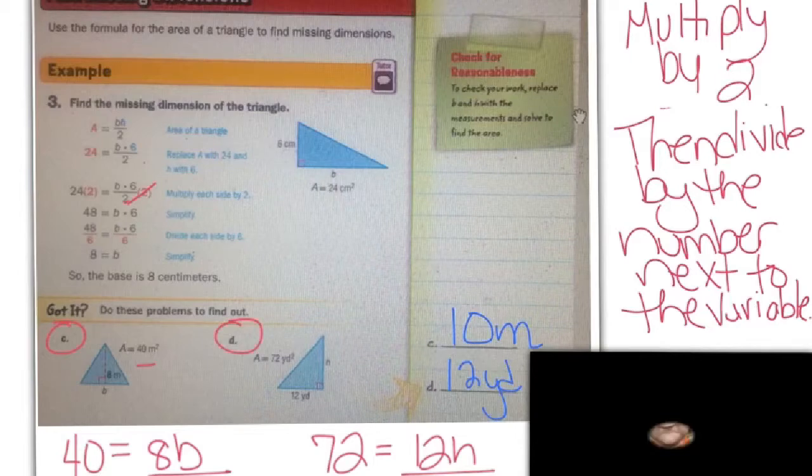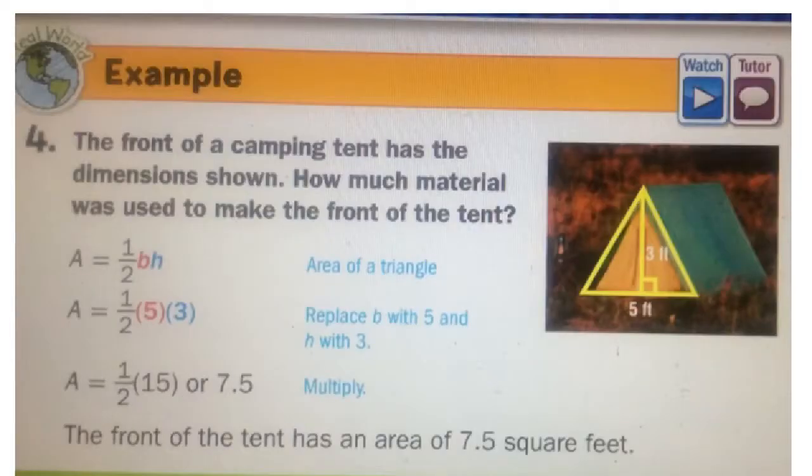On this side, 2 times 72 is 144. 144 equals 12 times h. If I divide 144 by 12, I will find that h equals 12. Okay, remember, when you're finding the missing measure, your units will not be squared because only the area is squared. The individuals are single units. Okay, go ahead and go to the next page when you are ready.